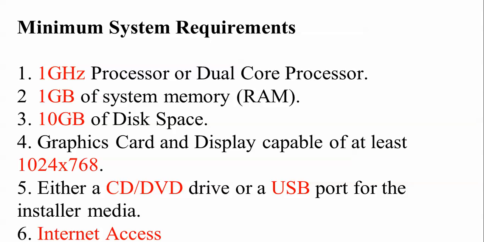The minimum requirements for Fedora are a 1 GHz or dual core processor, 1 GB RAM, 10 GB disk space, a display card of 1024x768, either a DVD or USB drive, and internet access. These are the six requirements you need before installing.